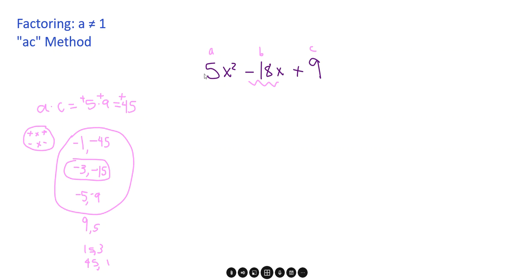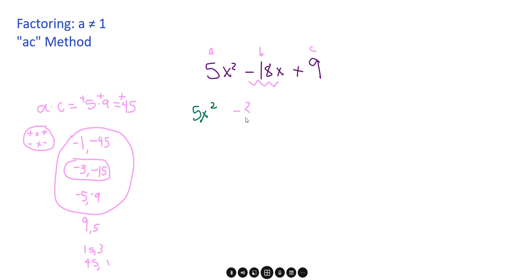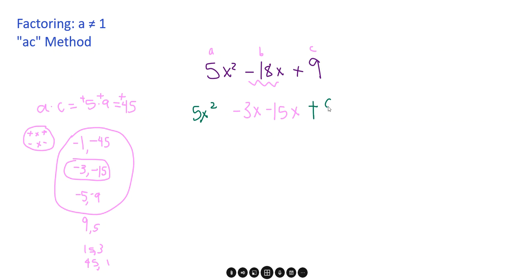So I'm going to break this down here into 4 terms. Remember, we're going to be factoring by grouping. I'm going to rewrite 5x squared, and then those two middle terms, minus 3x minus 15x, plus 9. So I broke down my b term into a negative 3 plus a negative 15. Okay, let's go ahead and factor by grouping now.